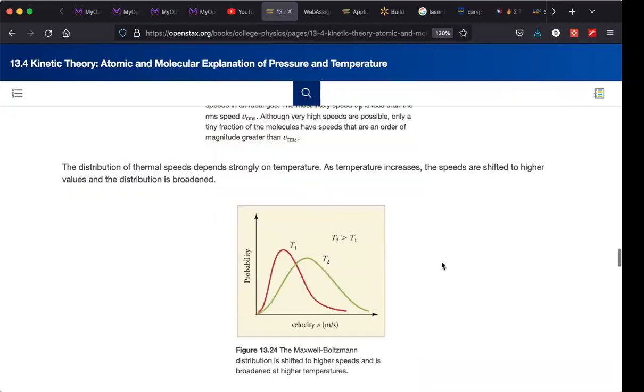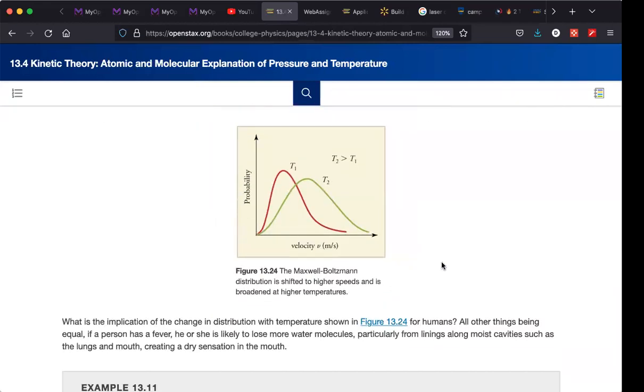The interesting thing is as you get hotter and hotter, this curve actually begins to really flatten out. It gets wider and wider. So the hotter you get, the more distribution you get in these particles. And the colder you get, the tighter it gets, so more of them are closer to the average.